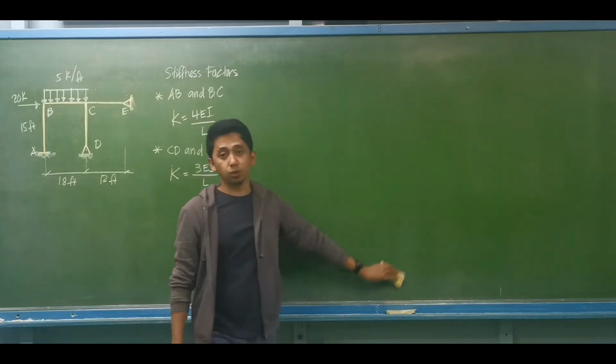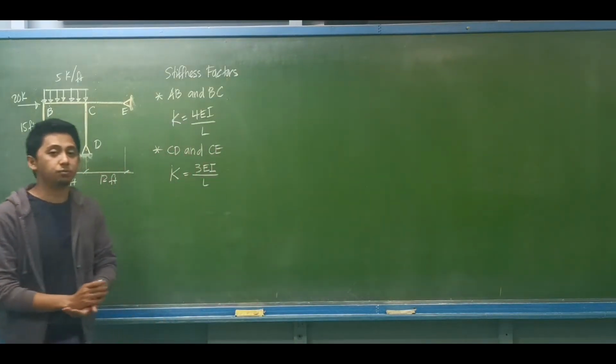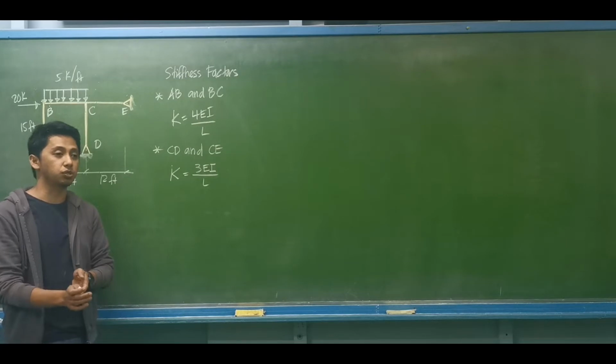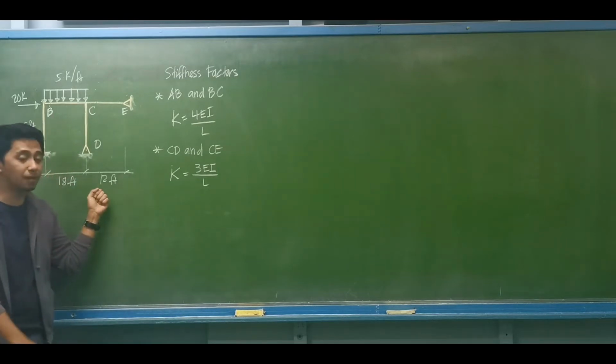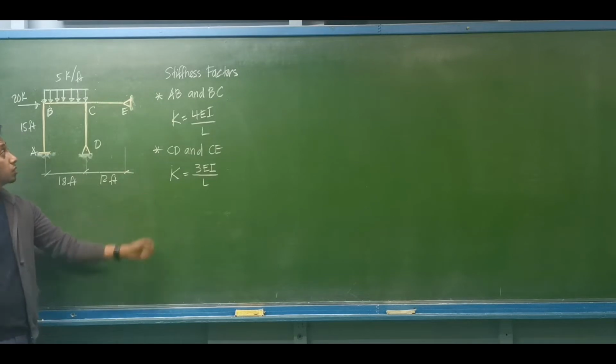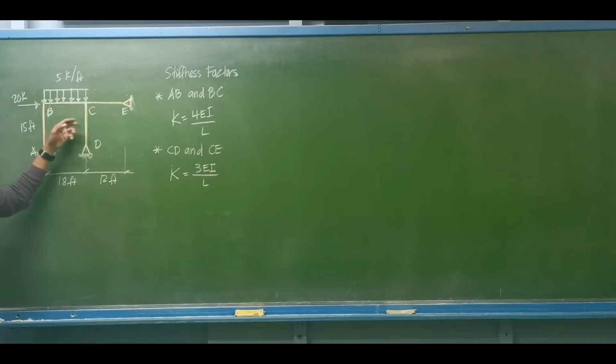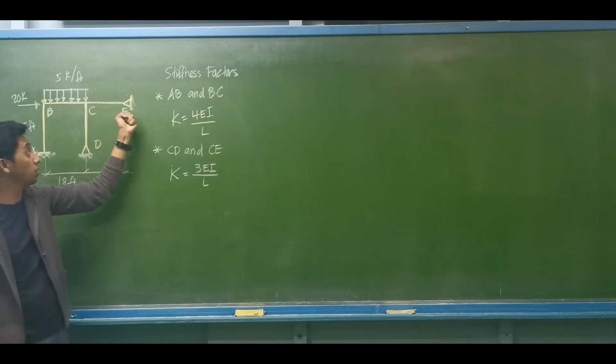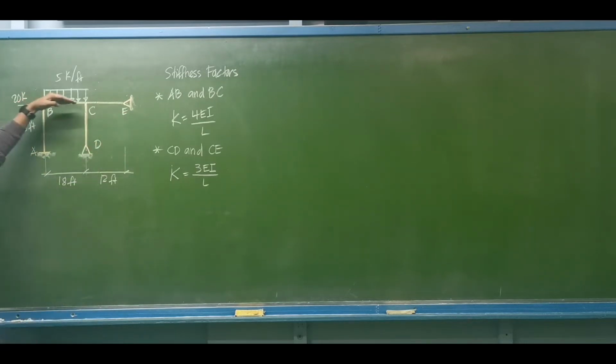Okay, so we proceed to the analysis of indeterminate frames using the moment distribution method. This time, for this example, we have a frame with no side sway. As you can see for this frame, we have a horizontal member CE and a hinge support at joint E. If we apply a horizontal, or lateral, force, we have the 20 kips acting laterally at joint B. That is a lateral load to the frame.